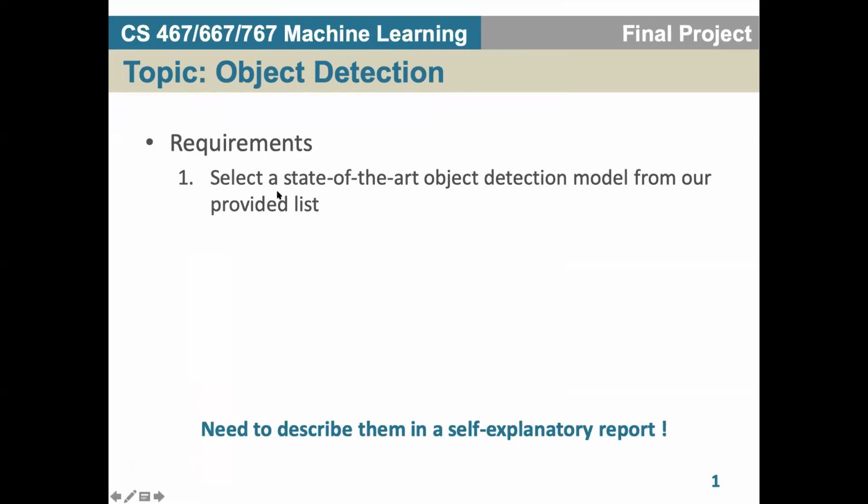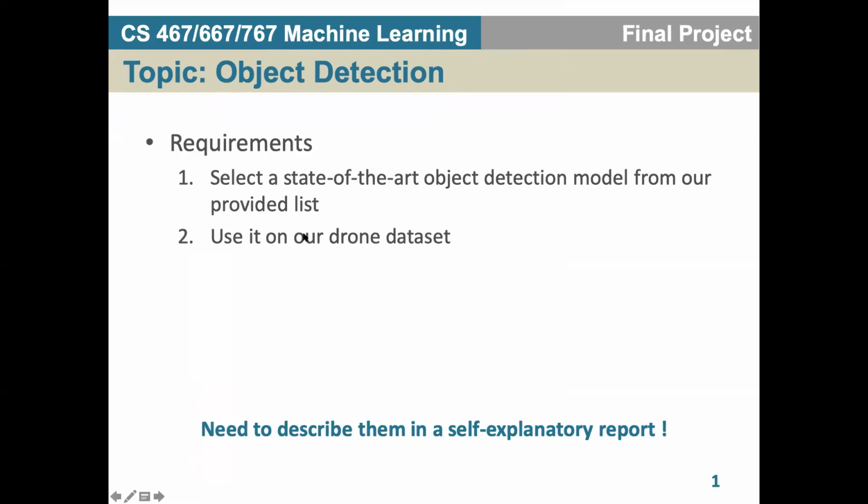Yeah, so the requirement is that you select a state-of-the-art object detection model, right? Maybe on GitHub there will be code, okay? Preferably from our provided list, but you can choose another model that's newer, maybe for some better reasons, maybe it's faster, like MobileNet. Obviously, it's for faster training on mobile devices, right?